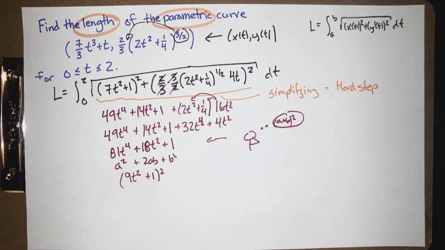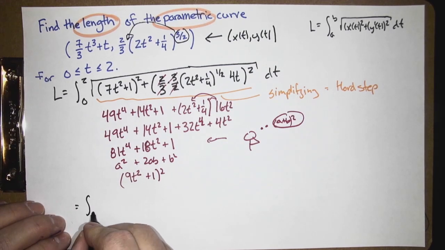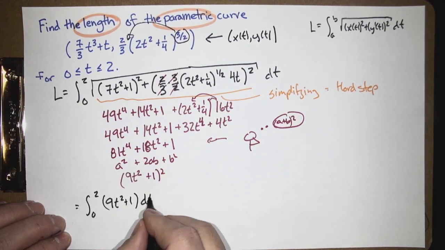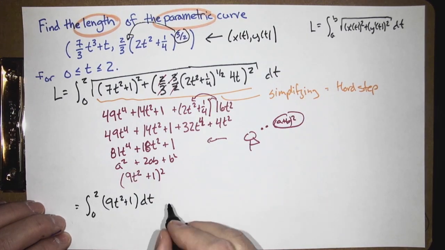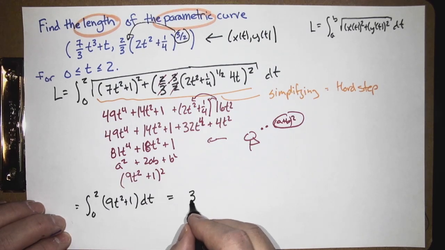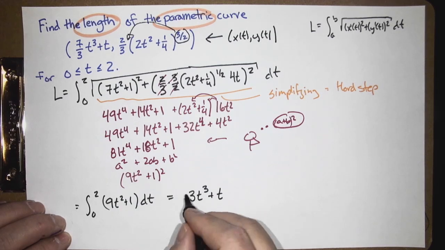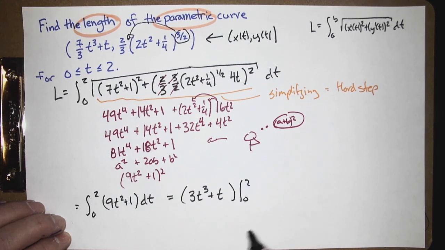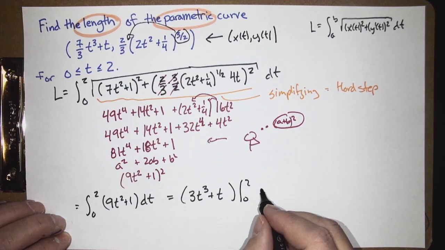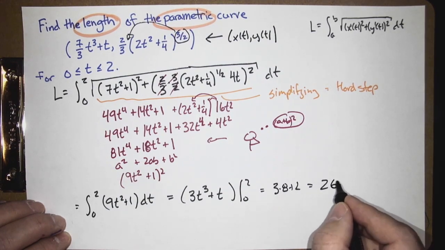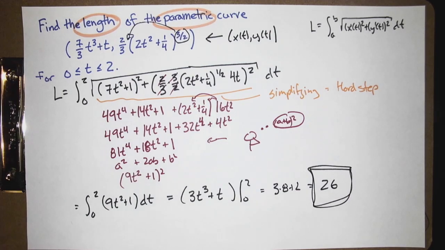But okay, at this point we've done a lot of work to get a square on the inside, which means we're ready to just take the square root, 9t squared plus 1, because the square root and the square cancel. Integral of 9t squared, 3t cubed. Integral of 1, t. Plug in 0 to 2. When you plug in 0, you get 0. And then you get 3 times 8 plus 2, which is 26. I trust you. And that is the right answer.